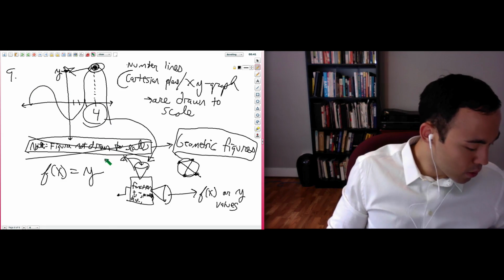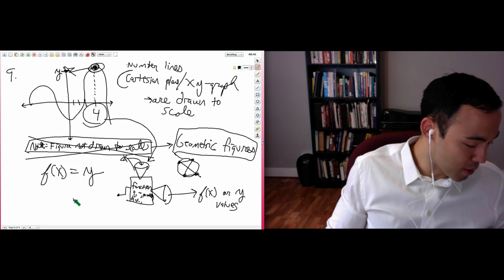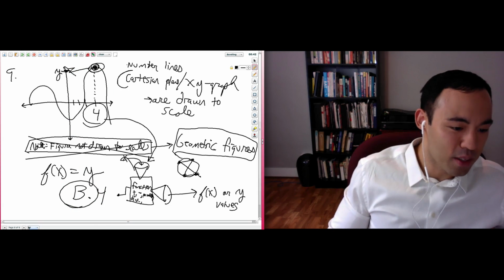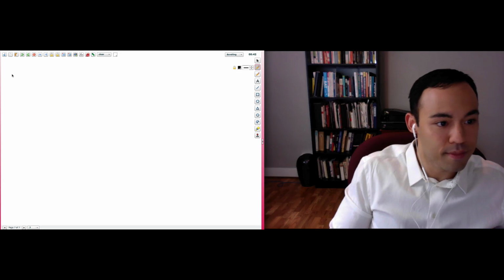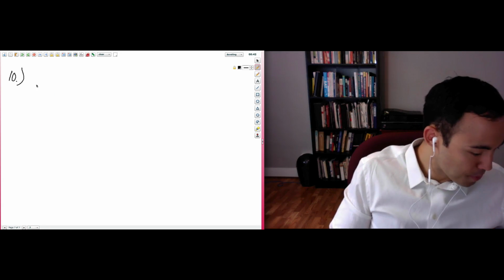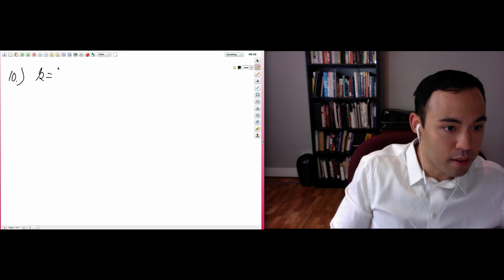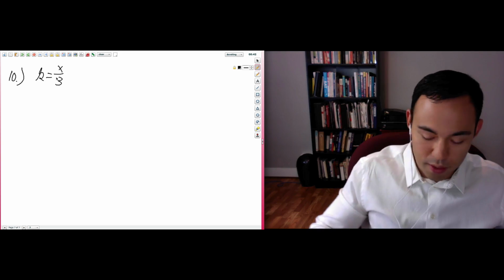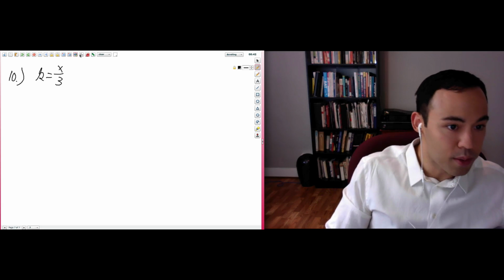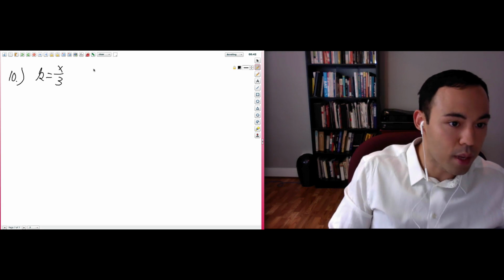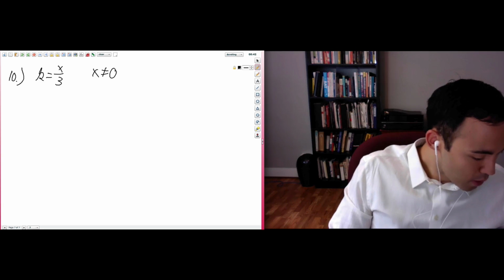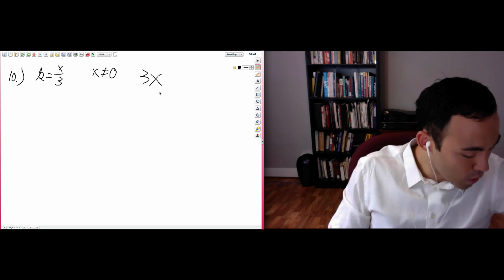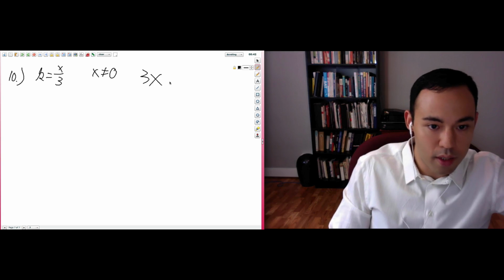That's answer choice B for 4. All right, now let's go on to number 10. If k is equal to x over 3, and x does not equal 0, what does 3x equal in terms of k?